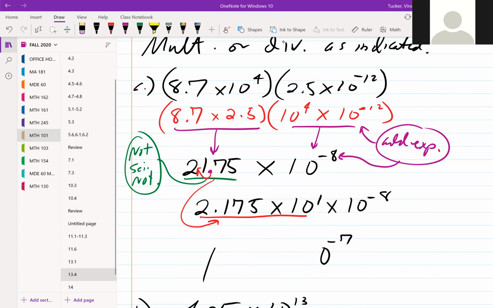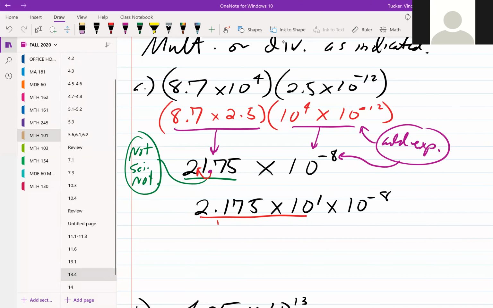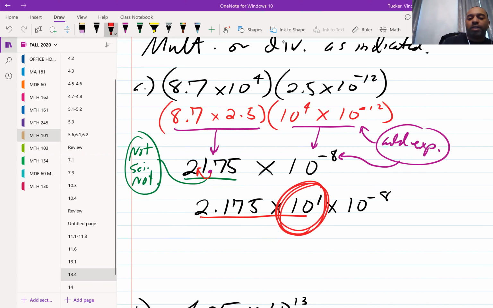I have a question. I missed where we got the 10 to the first power from. Right here. So I move my decimal one to the left to turn it into 2.1. Okay. So just making sure everybody's with us. So we had 21.75, but that's not in scientific notation. Remember that number has to be in between 1 and 10. So I'm going to move my decimal one spot to the left to turn it into 2.175. But if I move it one spot to the left, then I have to account for that with that 10 to the first power. All right. So make sure we're okay with that.